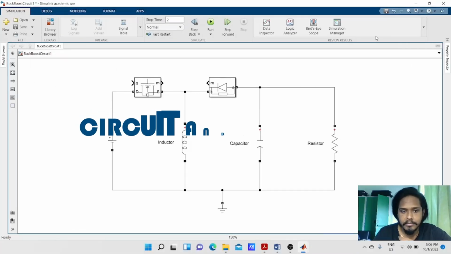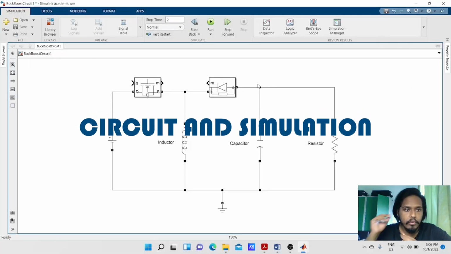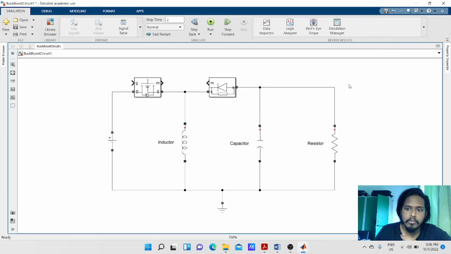Hi, my name is Loga Prison. So I'm going to present the circuit of the buck boost converter with the simulation and the outputs. This is the circuit for the buck boost converter that we created in MATLAB using Simulink. First we choose the components such as DC voltage source, MOSFET, diode, inductor, capacitor, resistor, and most importantly ground.